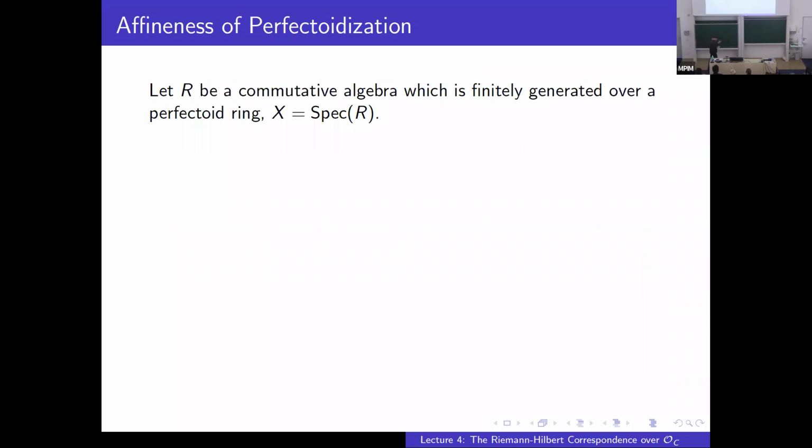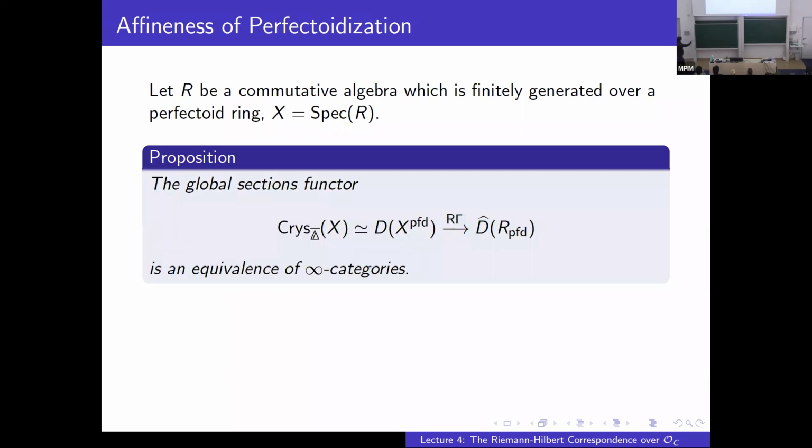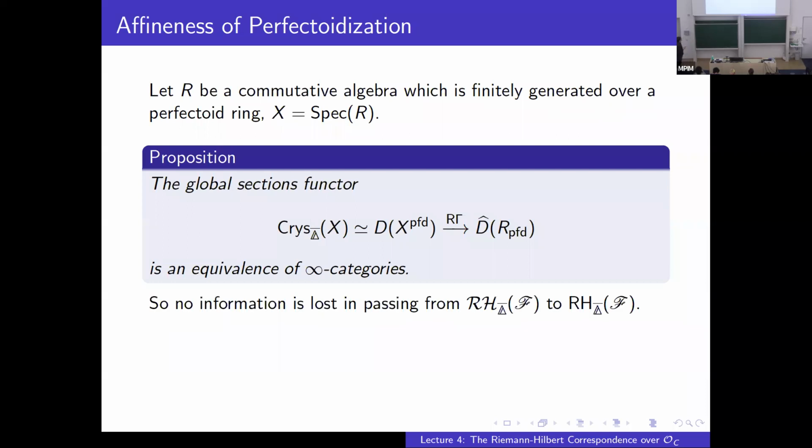Now, having an affine scheme is particularly convenient if you want to understand quasi-coherent sheaves, because you're just talking about modules over whatever the coordinate ring is. And something similar happens in this setting too. So now let me assume not just that R is defined over a perfectoid ring, but that it's finitely generated over a perfectoid ring. And in that case, I claim that this global sections functor, which takes these perfected Hodge-Tate crystals, remember, those are the same things as quasi-coherent complexes on this perfectoidization, you don't lose any information by taking global sections. The global sections functor is an equivalence of infinity categories.